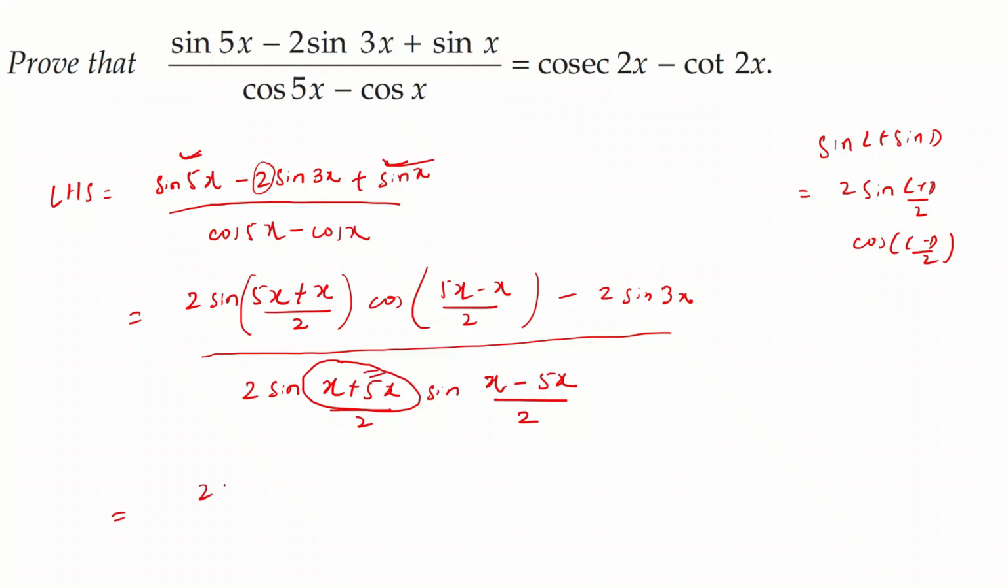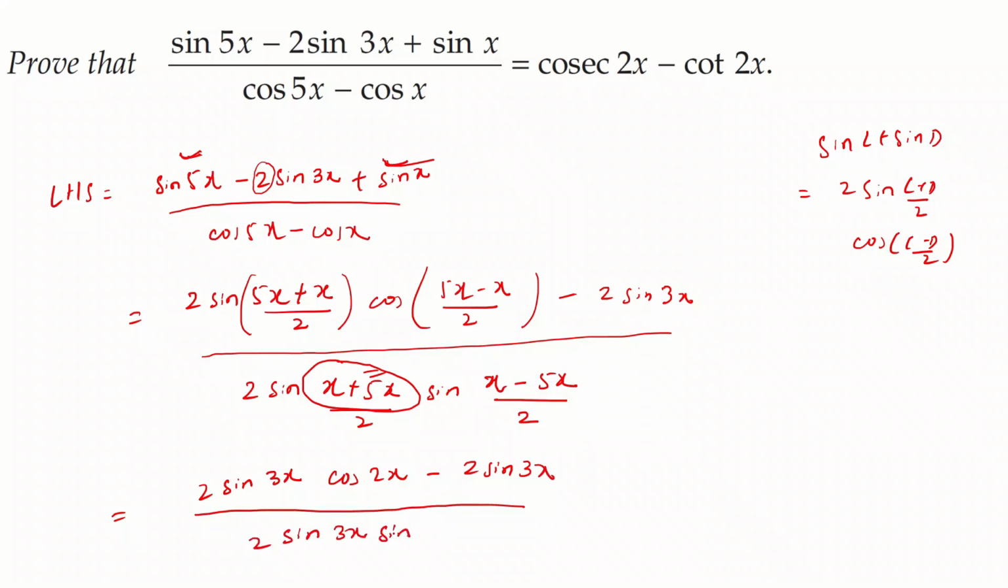Okay, so let's simplify quickly. 2 sine of (5x plus x)/2, which is 3x, cos of (5x minus x)/2, which is 2x, minus 2 sine 3x, whole divided by 2 sine of (x plus 5x)/2, which is 3x, and sine of (x minus 5x)/2, which is minus 2x, so this is sine minus 2x. Okay, so 2 and 2 get cancelled out, sine 3x and sine 3x get cancelled out.